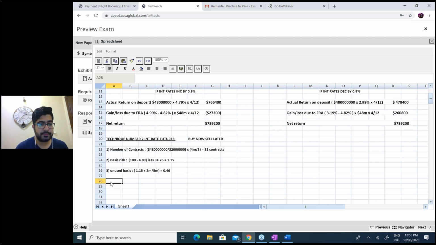Number of contracts was easy. Borrowed deposit amount, you need to learn the formulas to be able to grasp. Borrowed deposit amount is 48 million, over contract size 2 million, into time period 4 months over 3, 32 contracts. Basis risk: spot 100 less LIBOR interbank rate 4.09, less futures price is given, you took the March future 1.15. Unused basis, the basis risk 1.15.